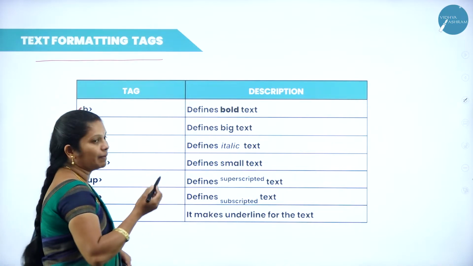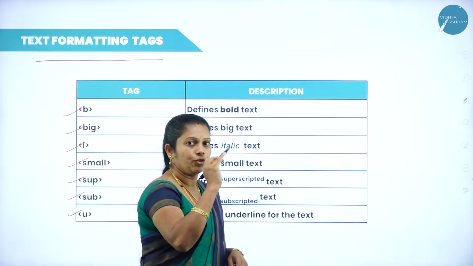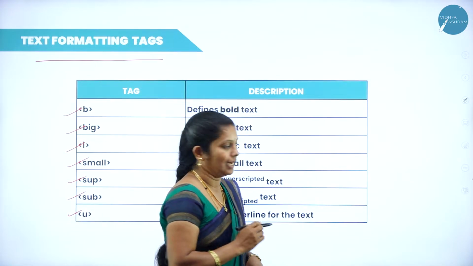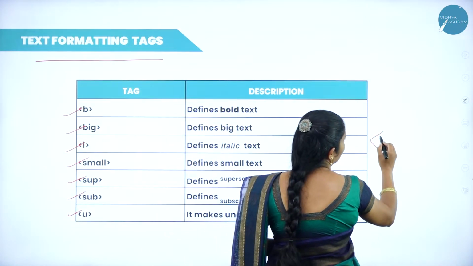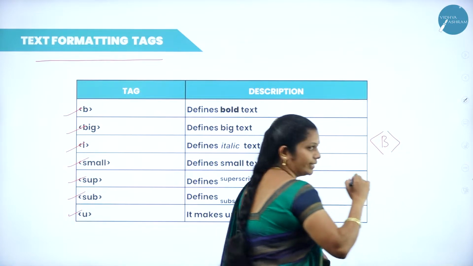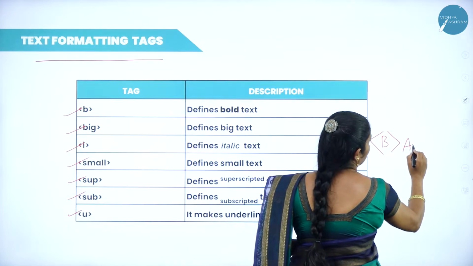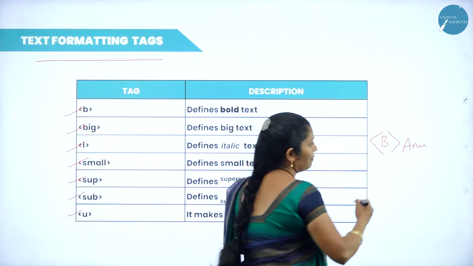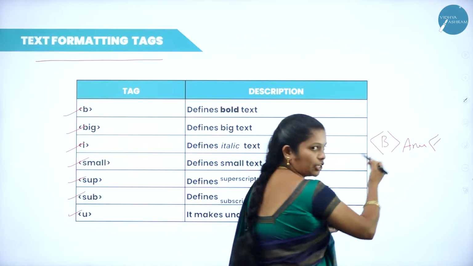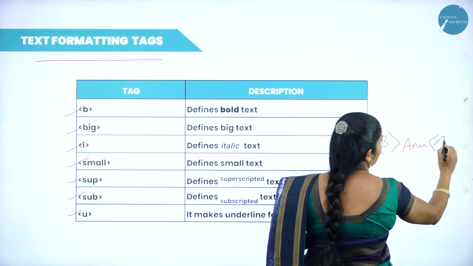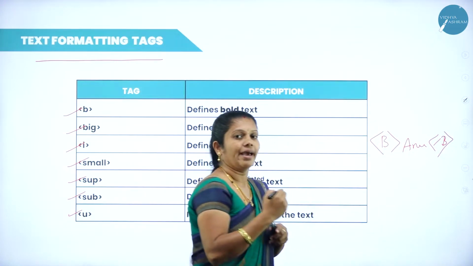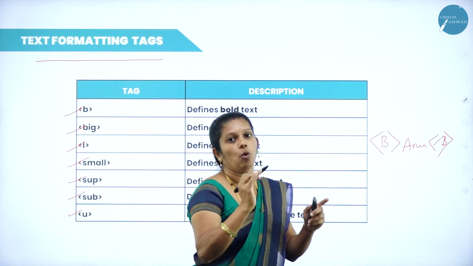Then what do we mean by this B tag? For example, if you want to display the data in bold style, then we require the B tag. See here, I am going to write the B tag. Then it helps to display the data in bold style. For example, here I am going to write Anu. Then to close the B tag, you have to write it like your B tag only, but here a forward slash, then the B tag. From that, I can display the text Anu in bold style.